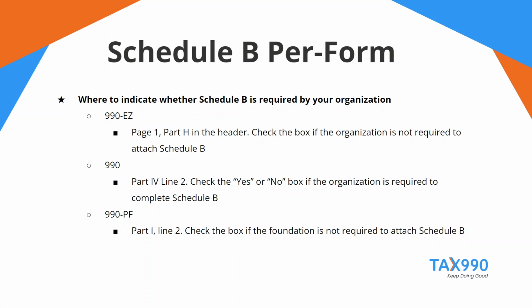On the 990 form, you would need to check yes or no on Part 4, Line 2 to indicate whether or not the Schedule B is required by your organization. And on the 990PF, you would need to check the box on Part 1, Line 2 to indicate if you are not required to file Schedule B with your 990PF form. Again, if you have questions on the location of that, give us a call. We'd be happy to provide further guidance once we locate your account.